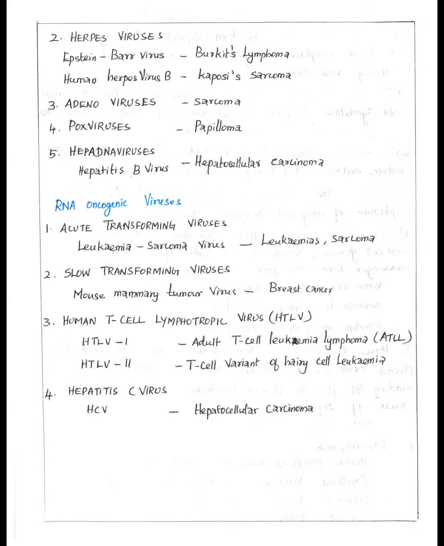Examples of RNA oncogenic viruses. Acute transforming viruses, like avian leukemia sarcoma virus in chickens, are associated with leukemia and sarcoma. Slow transforming viruses, like mouse mammary tumor virus in mice, are associated with breast cancer. Human T-cell lymphotropic virus, HTLV-1, in humans is associated with adult T-cell leukemia lymphoma. Hepatitis C virus, HCV, in humans is associated with hepatocellular carcinoma.